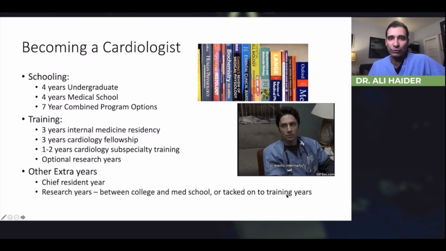And of course, other extra years. A lot of people do a chief residency year that adds an extra year. Doing a chief resident year definitely improves your application and your chances, particularly if you're looking to stay at your own program to carry on. And again, we talked about the research years. I took a research year between college and med school. Folks do that, and that's something to discuss with your college advisor if they feel your application could warrant it.